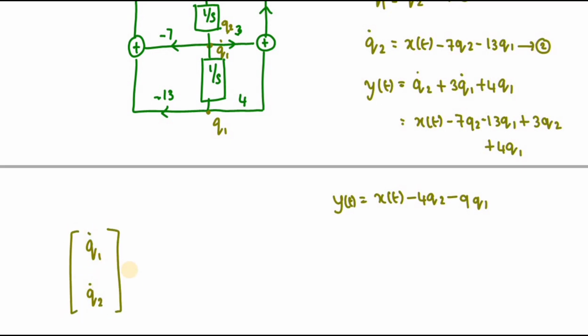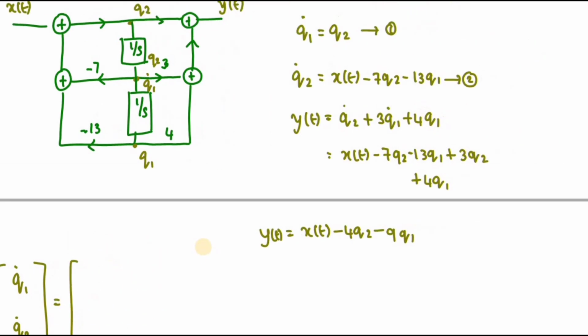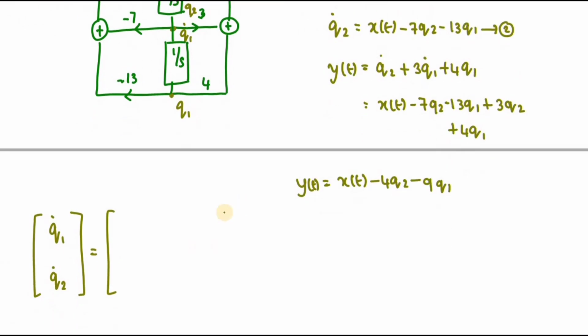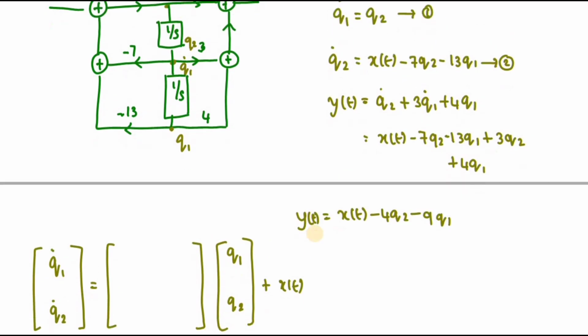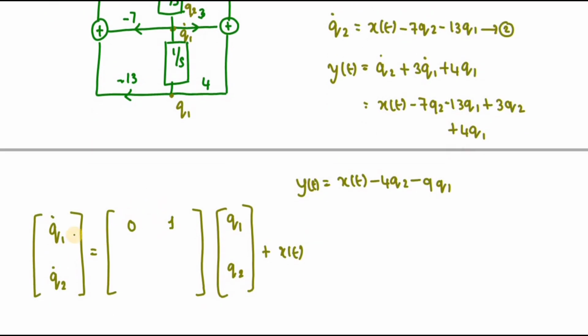This is equal to, in the matrix form, I can write it as the matrix times q1 q2, plus x(t) times a common term. For now, what is q1 dot? It is 0 and 1. If you multiply, you will get q1 dot is equal to q2.